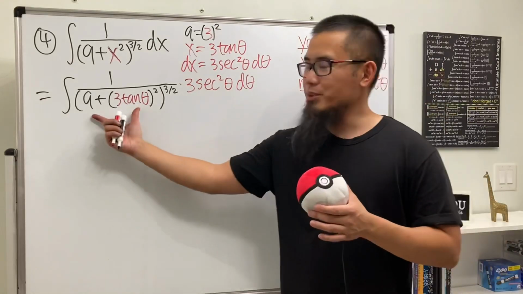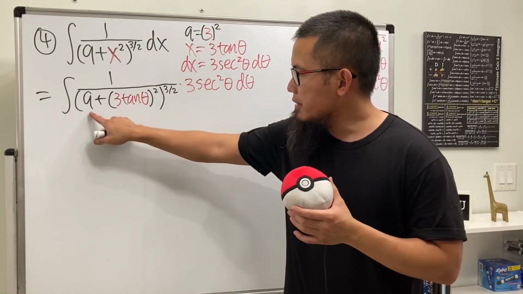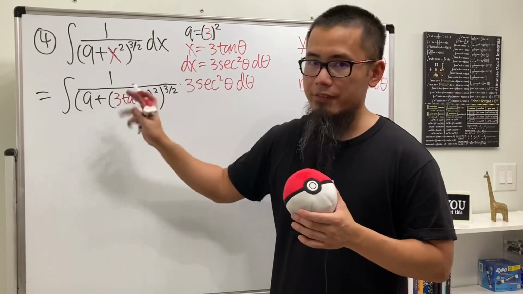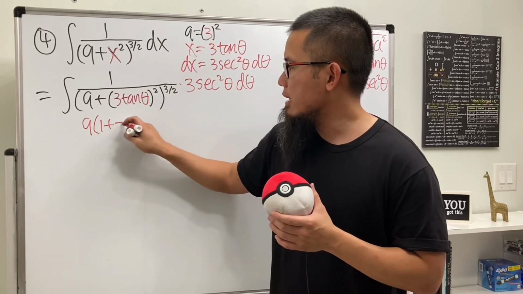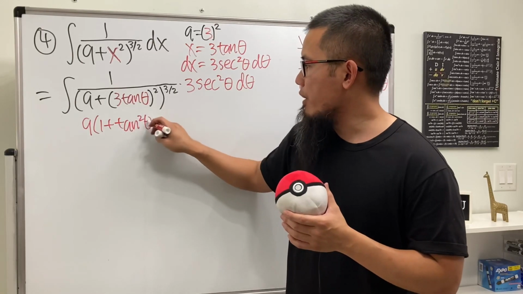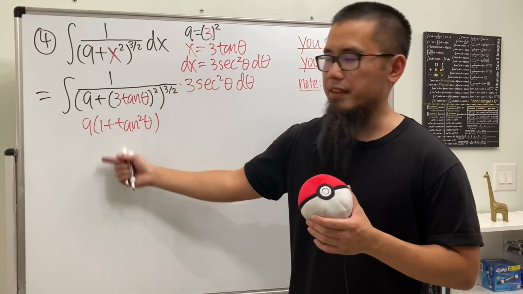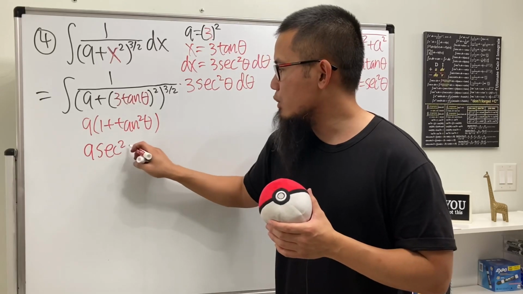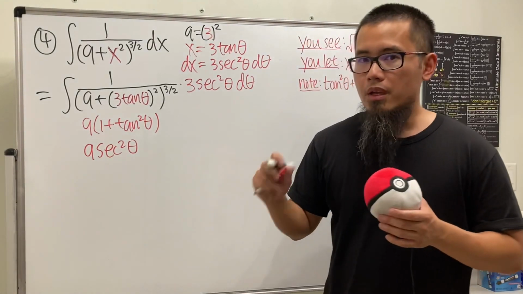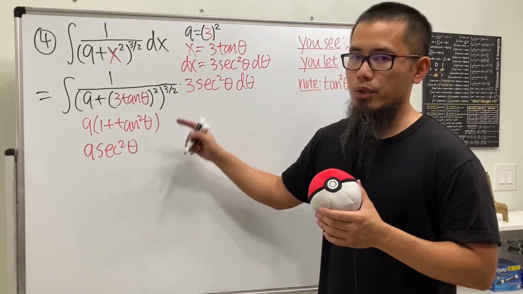And now, as usual, let's fix this part inside out. This is 9, and this is also 9. We can factor that out. So we're looking at 9 times 1 plus tangent squared theta. Well, this right here is secant squared theta, so we are really looking at 9 times secant squared theta. This time, this is not just a square root. It's 3 over 2 power, right?